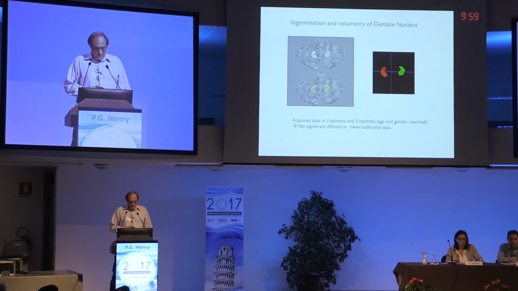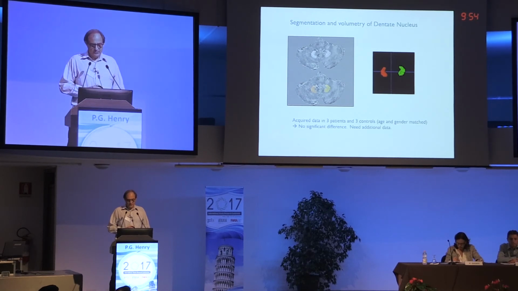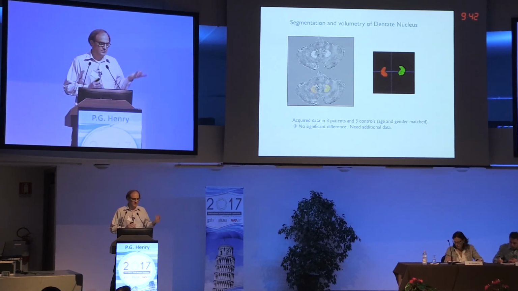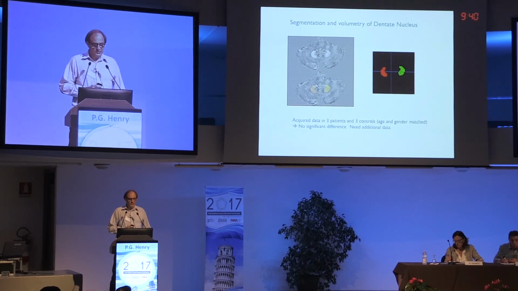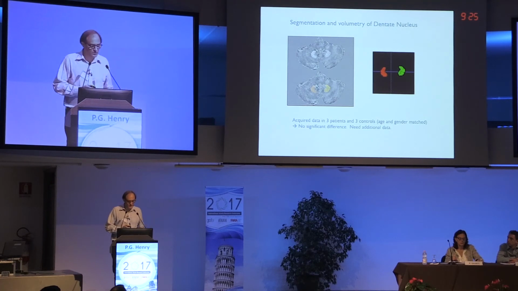So that's what we did. We developed tools to segment the dentate nucleus and calculate the volume. At this point, the data in 3 patients and 3 controls doesn't show any difference, but it's only a very small sample. The previous data published by Dagmar showed about 15% decrease in Friedreich's compared to controls in a more advanced cohort with FARS scores around 70. So it's still work in progress.